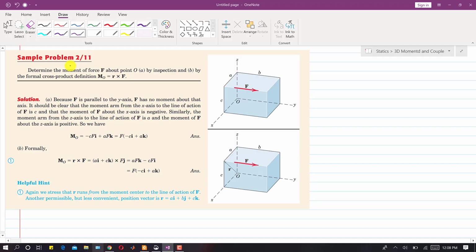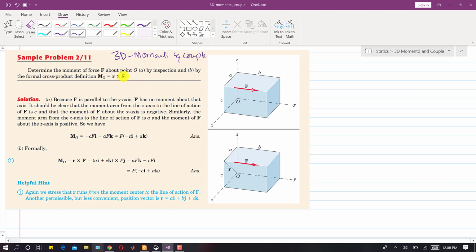Now I am going to discuss sample problem 211. It is based on the topic of 3D moments and couples, right? So this is the first problem on this topic.